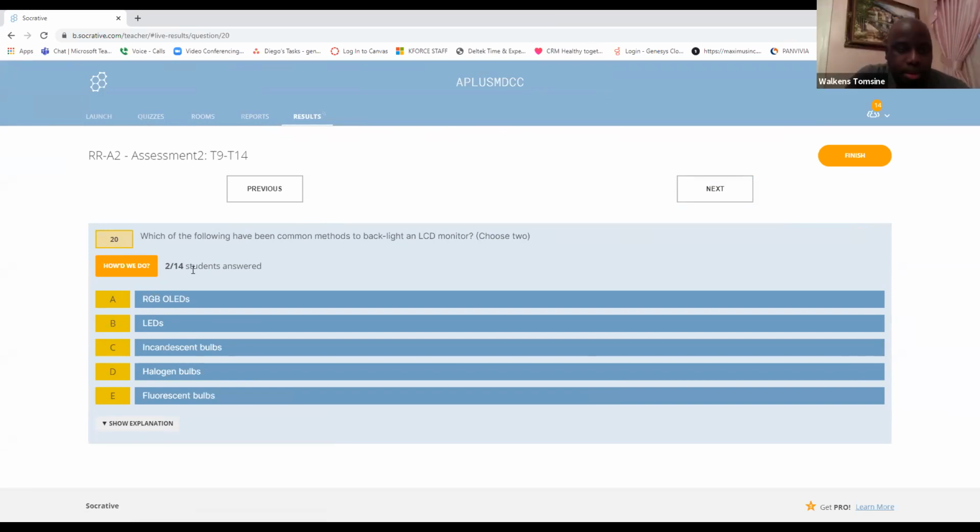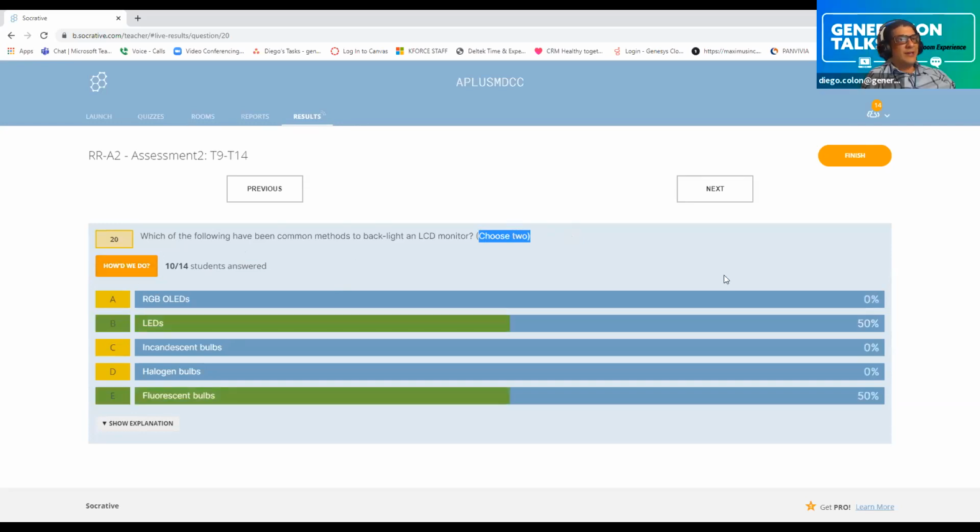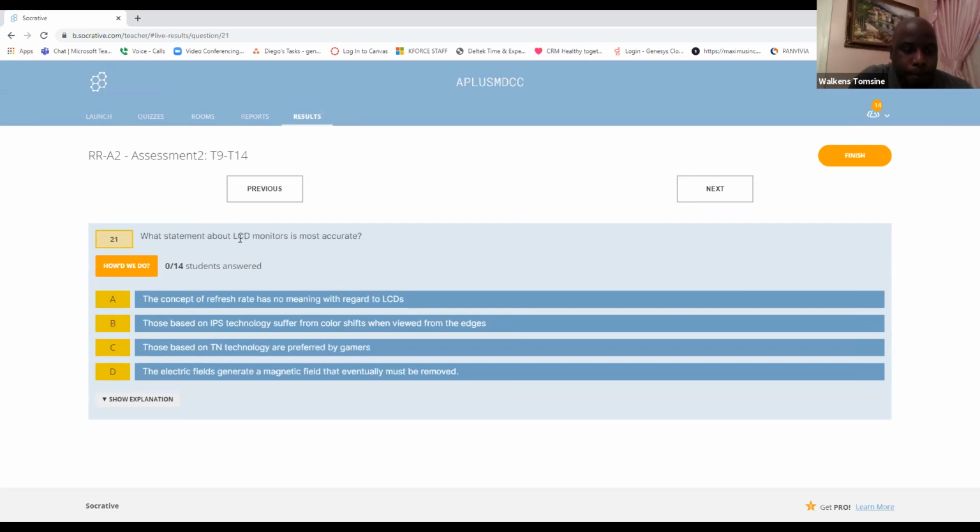Which of the following has been common methods to backlight an LCD monitor? Choose two. LED and fluorescent bulbs. Great. Nice. We kind of just said that, didn't we? All right. Next one. Josh.